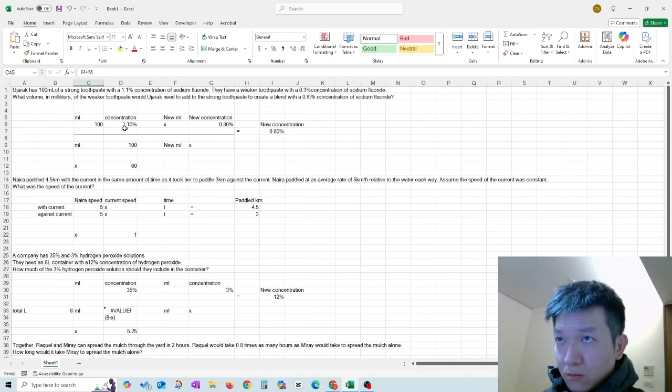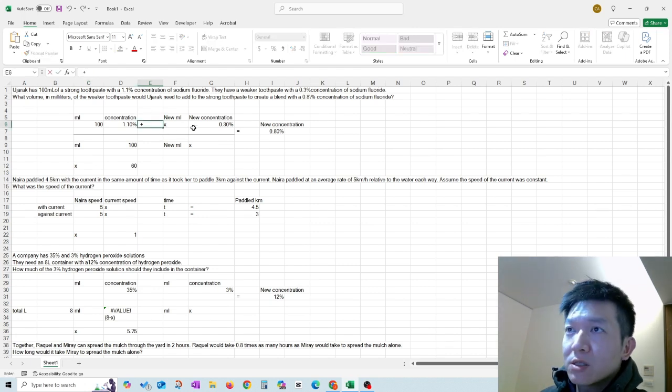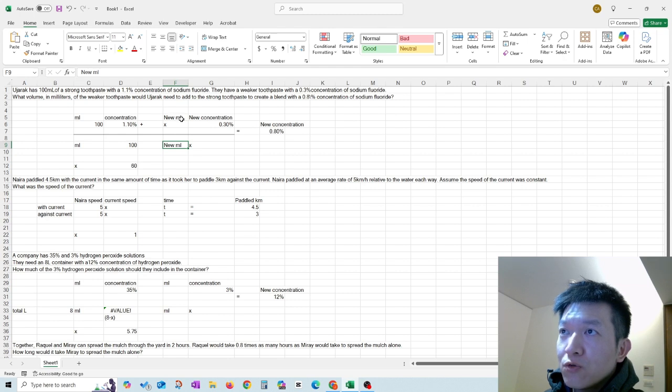So this is the original one, which is 100 milliliters times 1.1%, and then you will get the sodium fluoride. So this amount will be whatever amount, we'll put it aside, and then plus the new milliliters and times the new concentration of 0.3%. New milliliters, we don't know, so that will be an x, times the new concentration, which is given here, right?